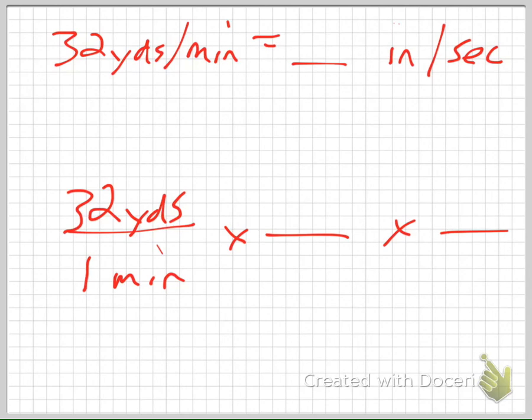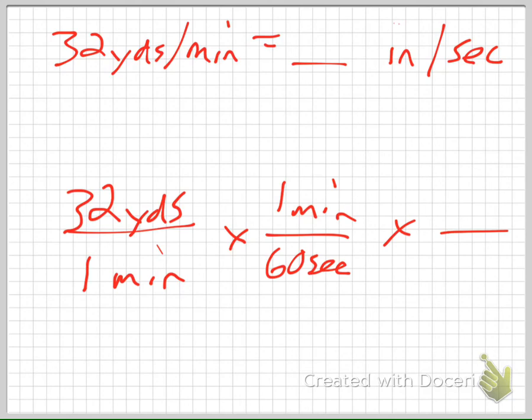How do I get rid of minutes? Well, what do we want? We're going from minutes to seconds. So how many seconds are there in a minute? 60. So do I go 60 seconds up here? No. Do I put seconds up here? No. I put minutes up here. 1 minute is 60 seconds. Right? Why do I do that? So I can cross out the minutes, right?